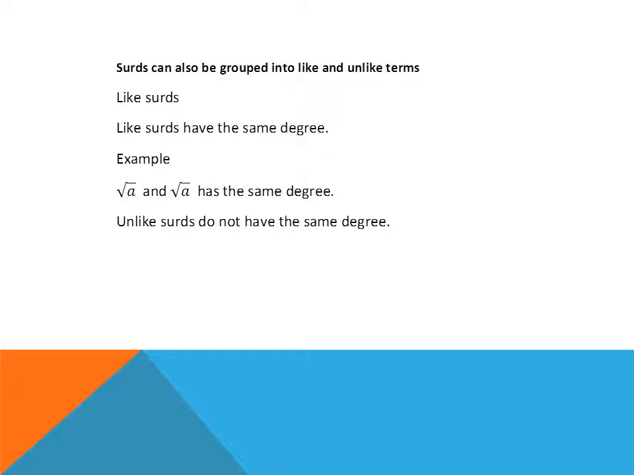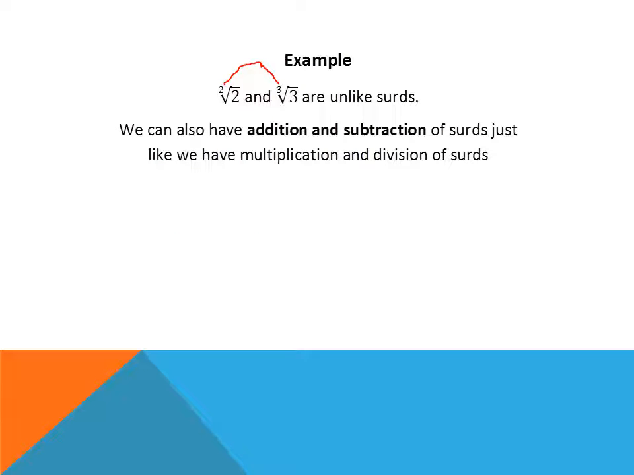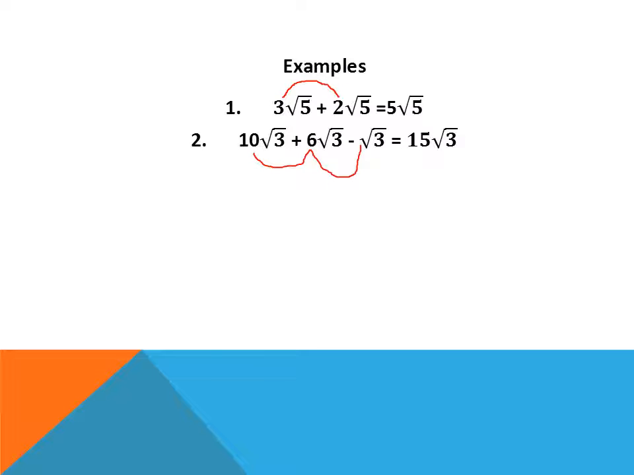Surds can also be grouped into like and unlike terms. Like surds have the same degree. Unlike surds do not have the same degree. So for example, square root of 2 and the cube root of 3 are unlike surds. We can also have addition and subtraction of surds, just like we have multiplication and division of surds.